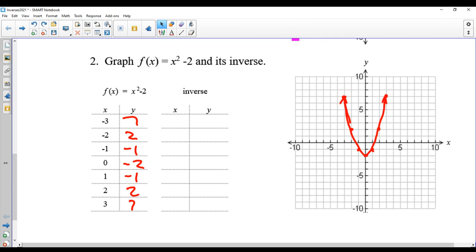So what do you think the inverse might look like? Any clues, any ideas as to what the inverse might look like? I'm about to draw it. Yeah, we're going to draw it. But do you have an inkling for what it might look like? What kind of function do you think it might be?